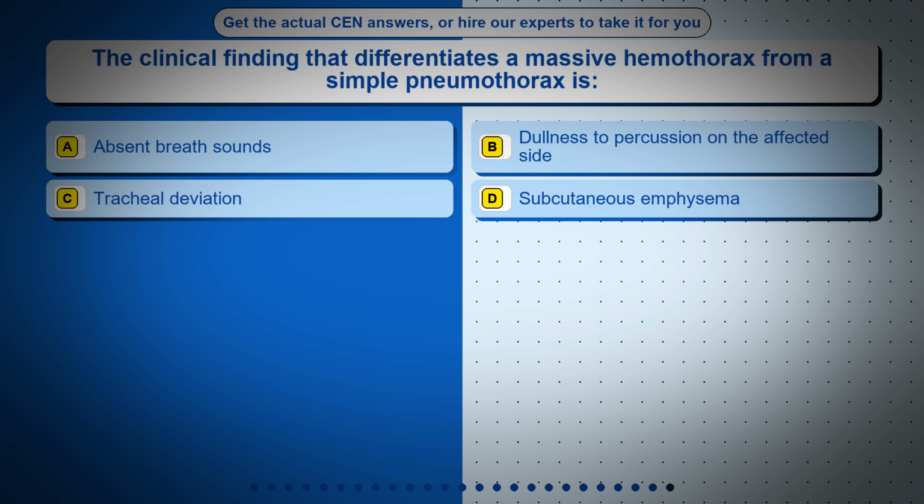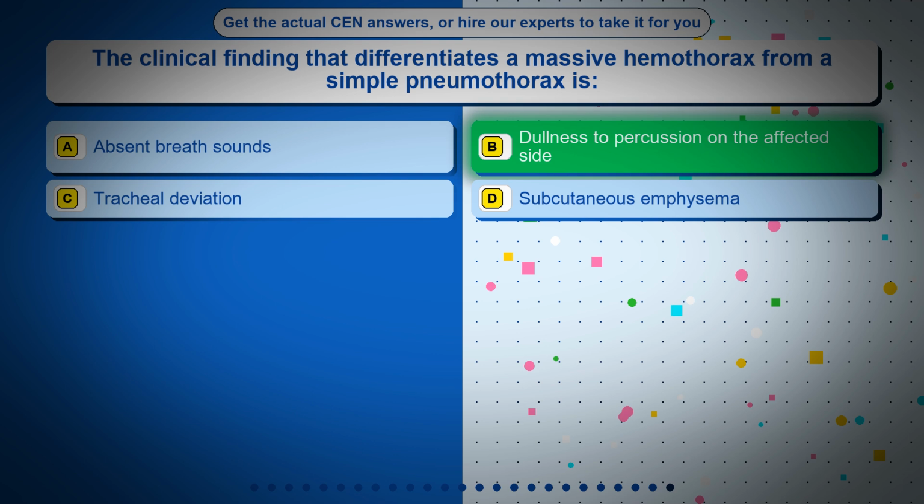Question 24. The clinical finding that differentiates a massive hemothorax from a simple pneumothorax is option A, absent breath sounds, option B, dullness to percussion on the affected side, option C, tracheal deviation, option D, subcutaneous emphysema. The correct answer is option B, dullness to percussion on the affected side.